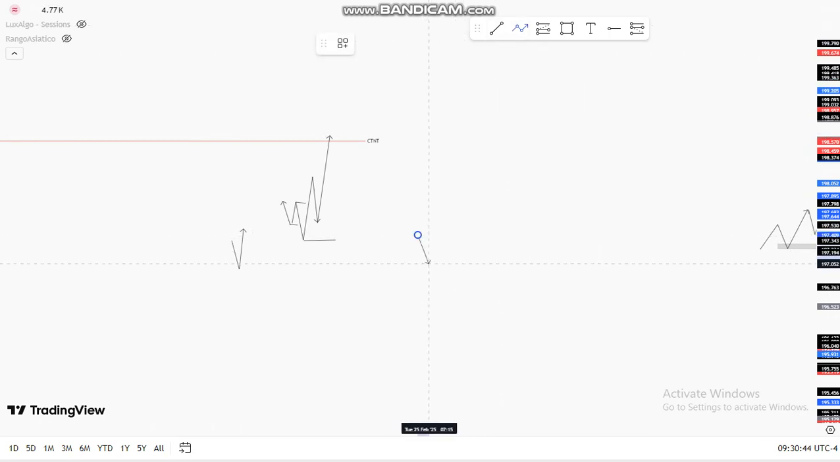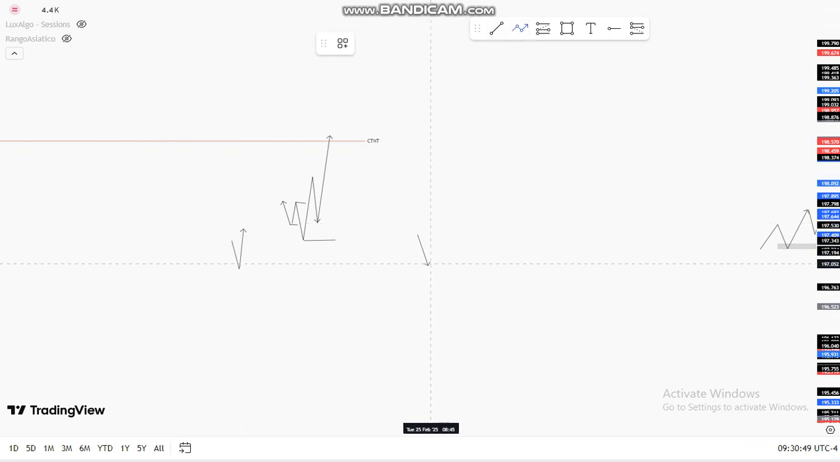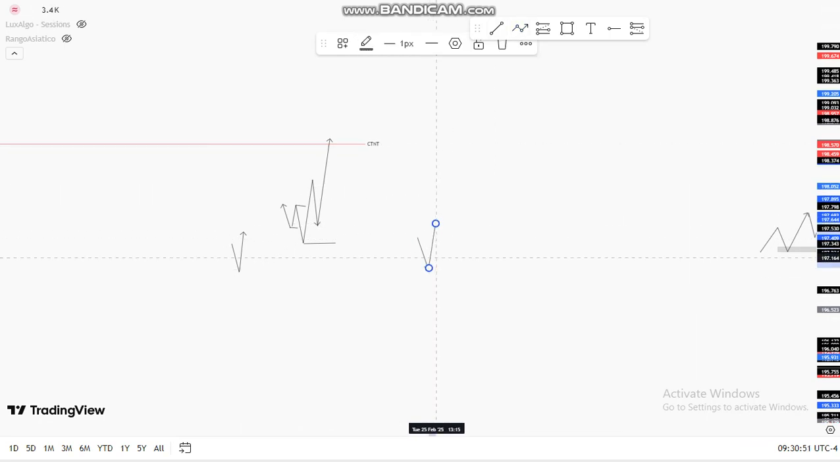So what do you want to see if you want to trade with trend? What you want to see is this. You want to see a sweep of liquidity.